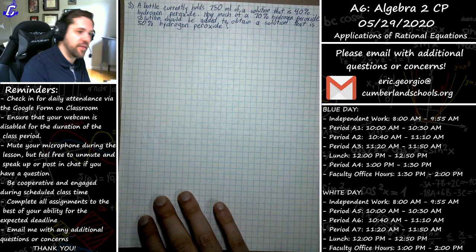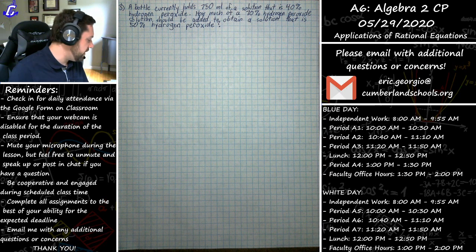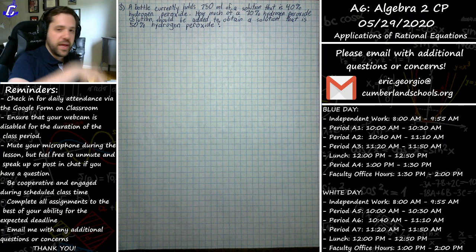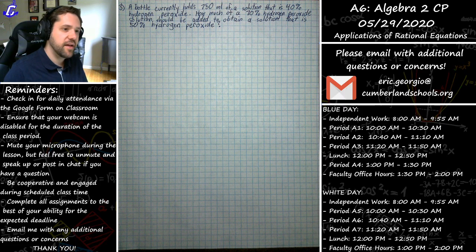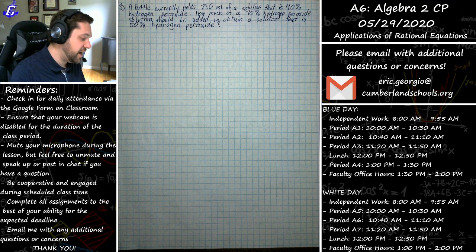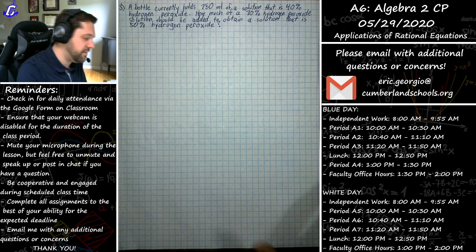And last but not least, on the back side of the page, we have a solution mixture problem. In solution mixture problems, we want to take a base mixture that's already given, mix it with something else, and produce a desired concentration. In this problem we currently have 40% hydrogen peroxide. We want to find out how much of a 70% hydrogen peroxide we should mix with it to get to 50%. So there's some ratio that's going to make that work out.